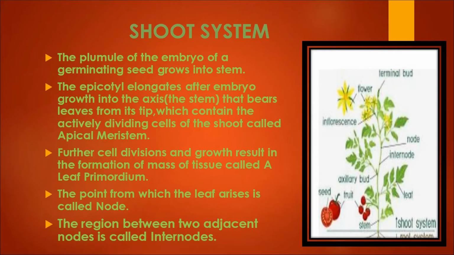The point at which the leaf arises on the stem is called the node. The region between two adjacent nodes is called the internode. So the point at which the leaf arises on the stem is called the node, and the region in between two adjacent nodes is called the internode.